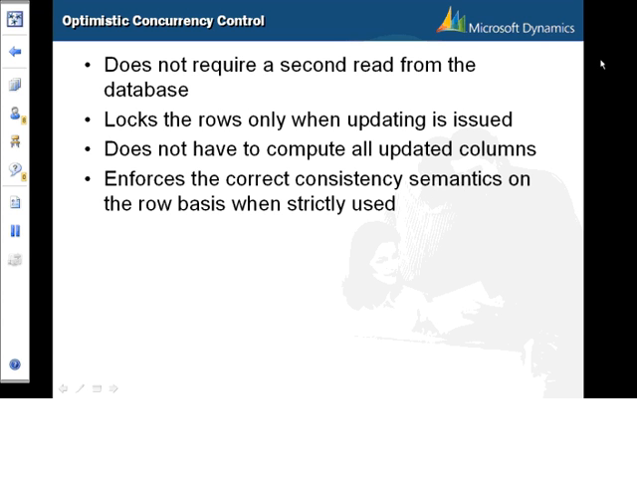So optimistic concurrency control does not require a second read from the database, locks the rows only when update is issued, does not have to compute all updated columns, and enforces the correct consistency semantics on the row basis when strictly used.